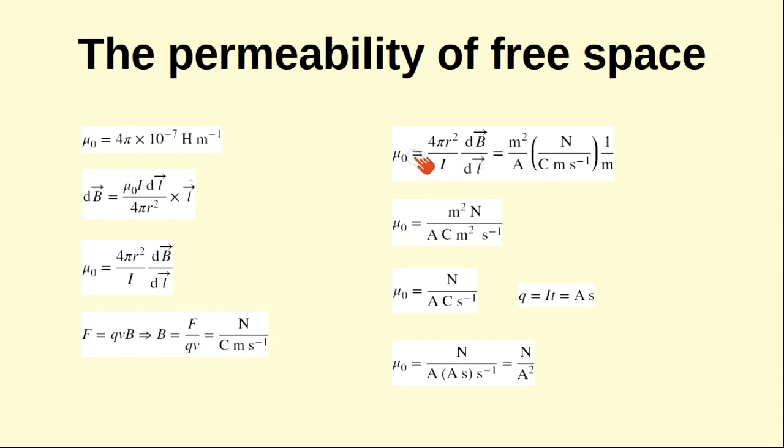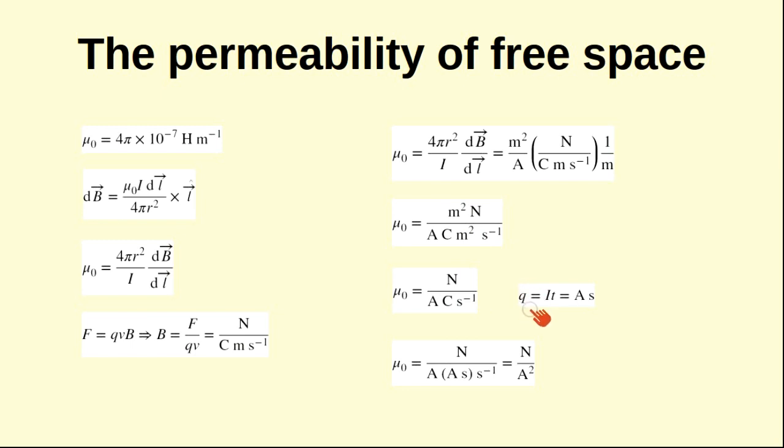Put it into that equation, so you have mu naught equals 4 pi r squared over I, dB by dl. 4 pi has no units, r squared is meter squared, I is measured in amps, and dB by dl, you're just going to put that in there instead. And of course you've got an L here, so you need to divide by 1 meter. So that one is the dB, and that is the dl. Then as we work the equation through, you have meter squared newton over amp coulomb meter squared per second. And mu naught is measured in newton amp coulomb per second when you cancel the meter squared.